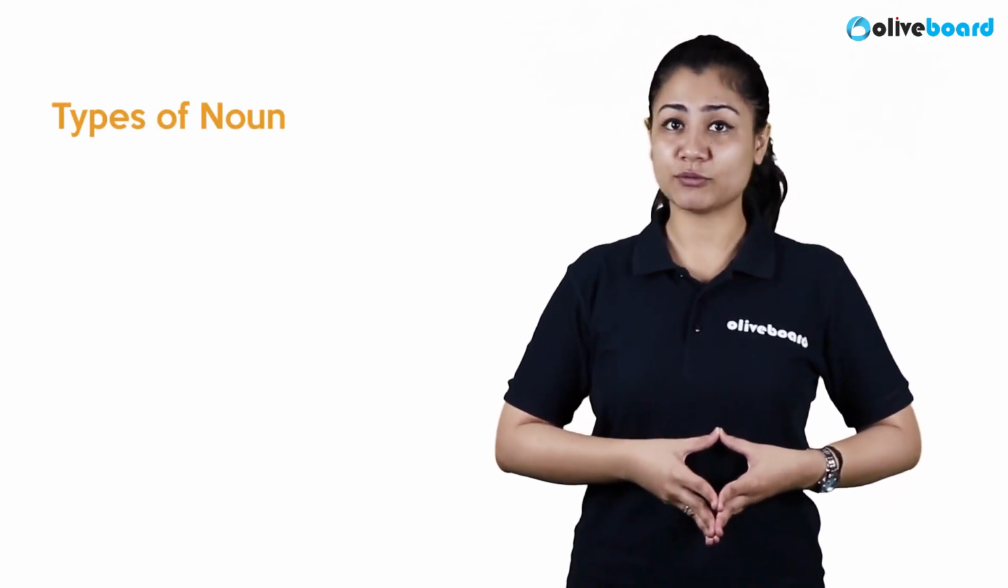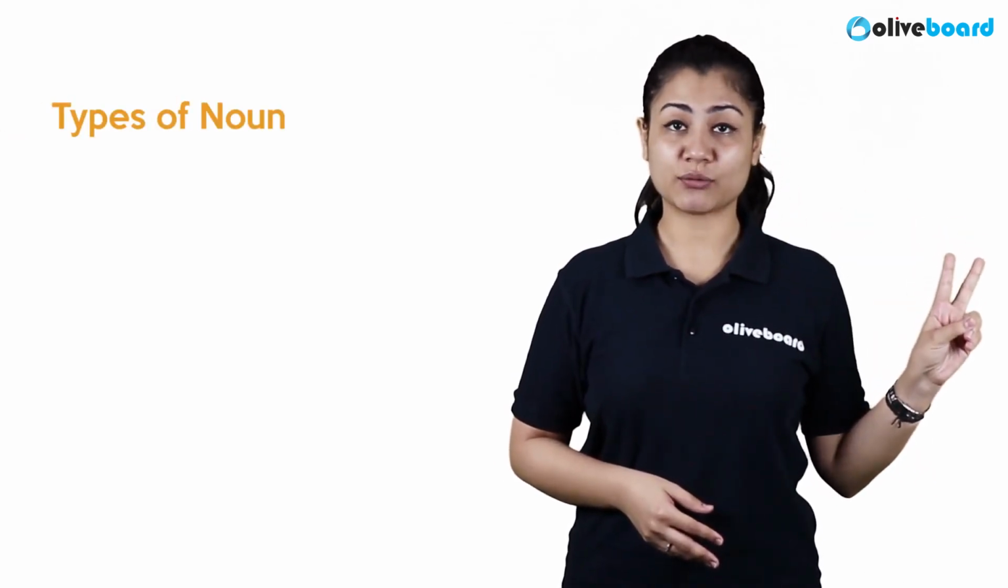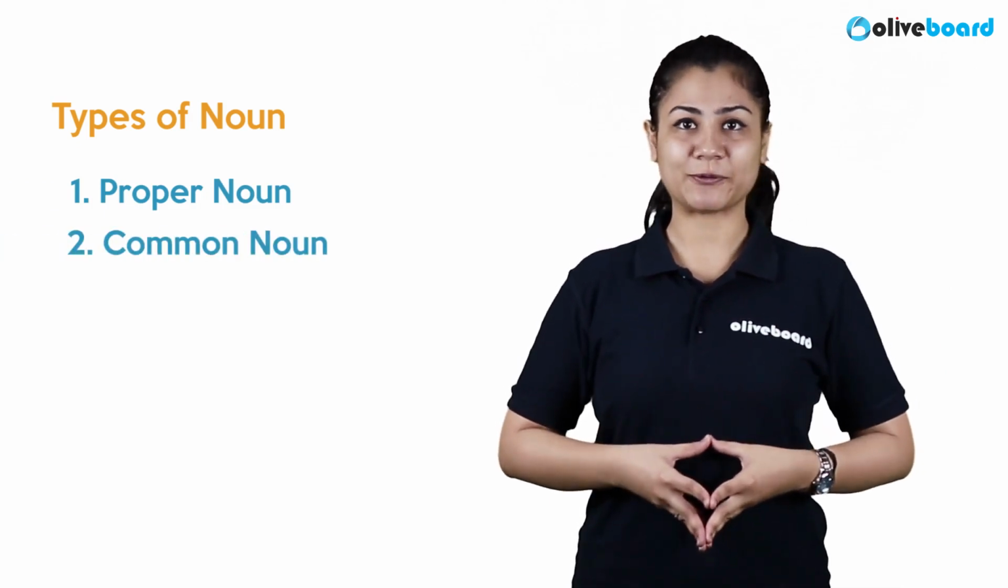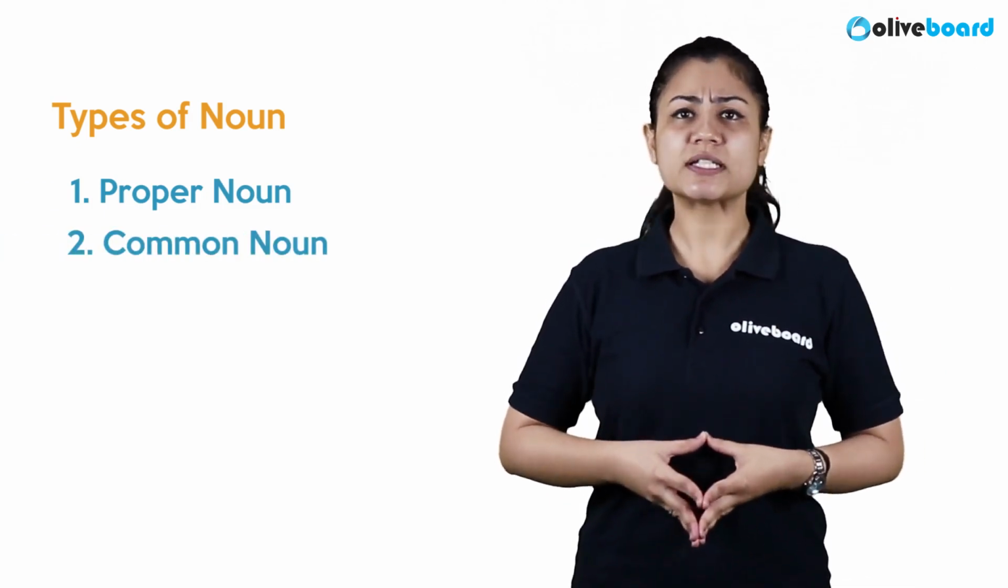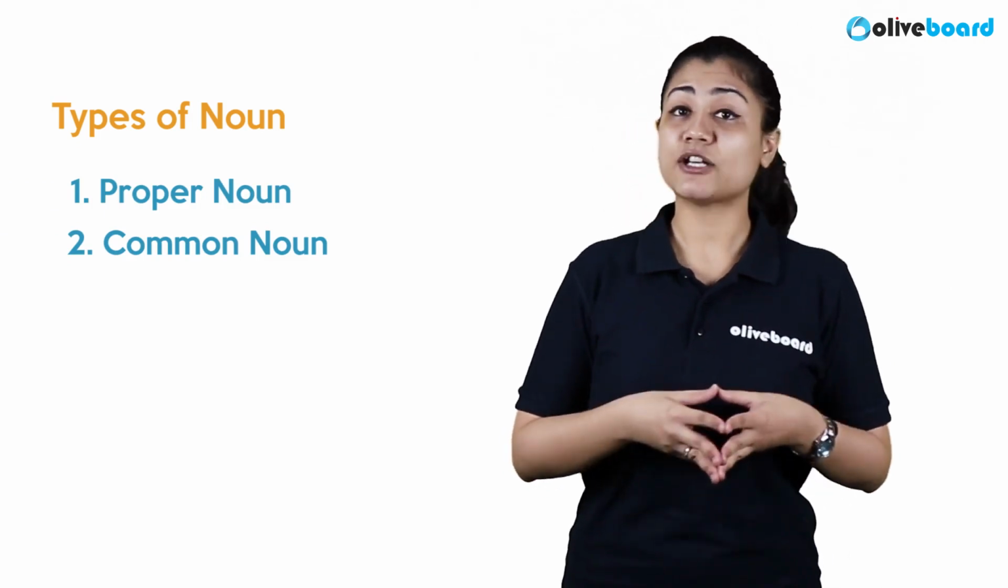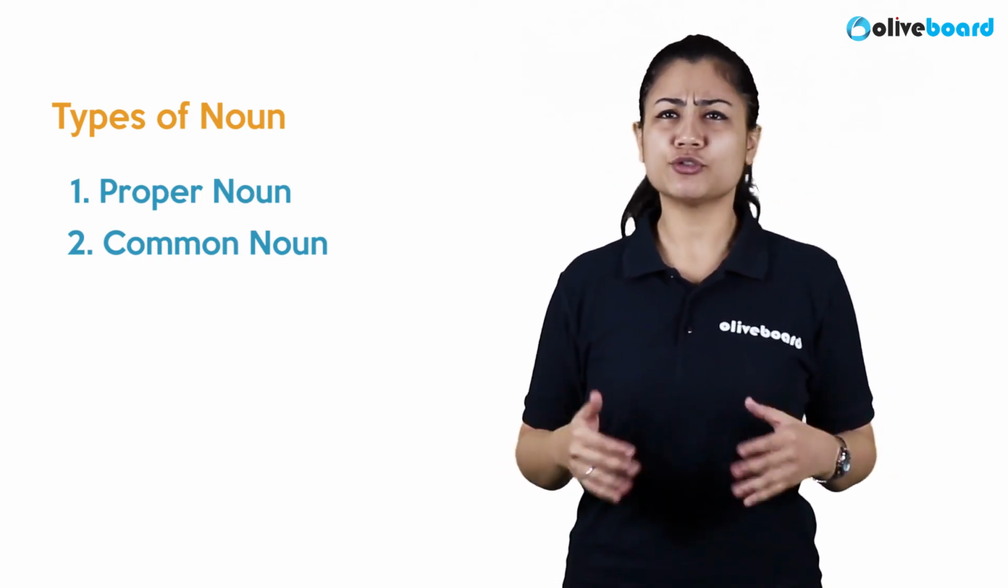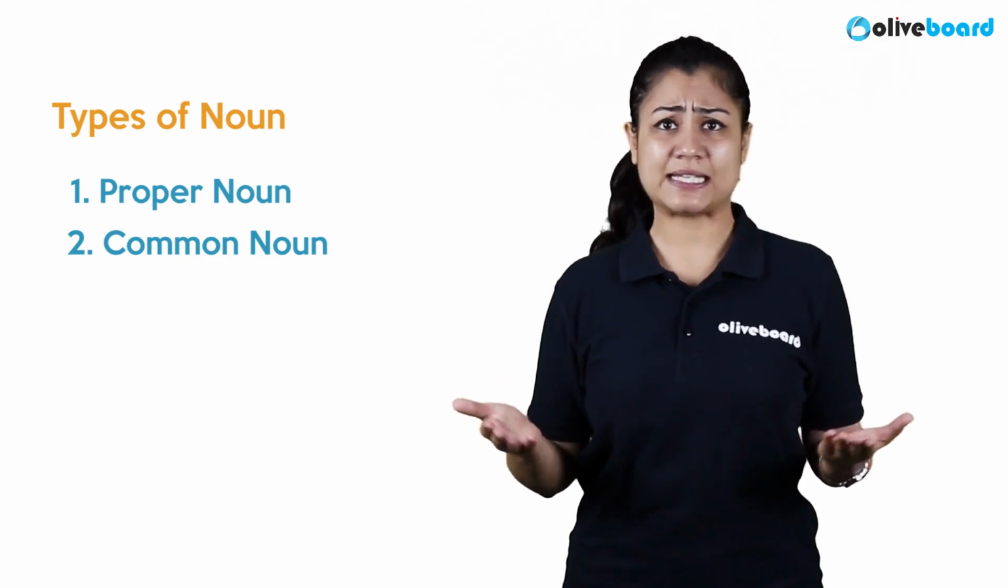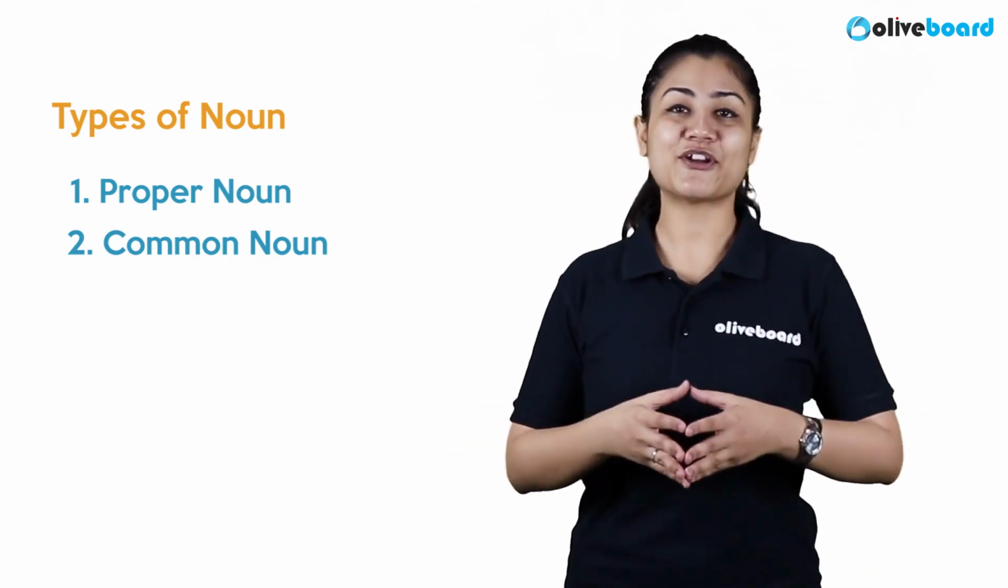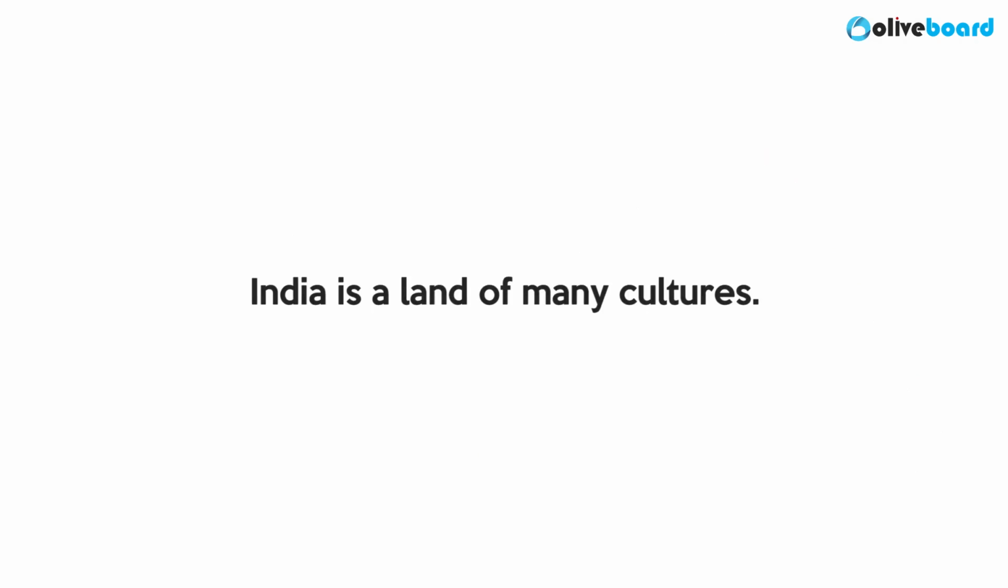Moving to the types of noun, the first two classifications of noun are proper noun and common noun. Proper noun is the name of a particular place, person or thing, and common nouns are the words that refer to common or in general places, people or things. For example, India is a land of many cultures. यहाँ पर India is proper noun, land and cultures are common noun. Because India is specific, एक specific country है. Land और cultures कहीं के भी हो सकते हैं.